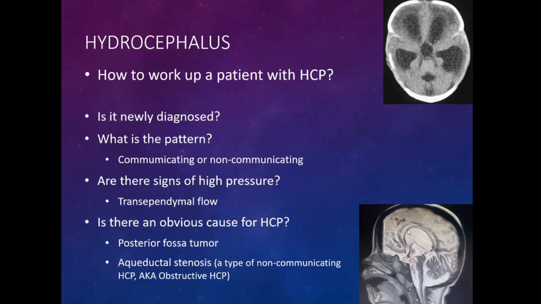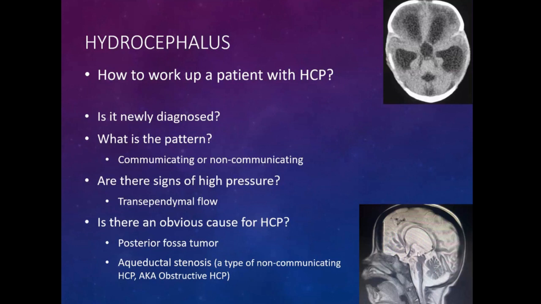Here's a great example of a posterior fossa tumor. So an obstructive lesion, it's in the fourth ventricle, and this is part of the fourth ventricle. And the third ventricle and lateral ventricles are larger than normal.